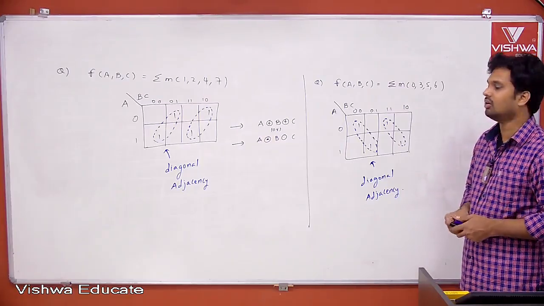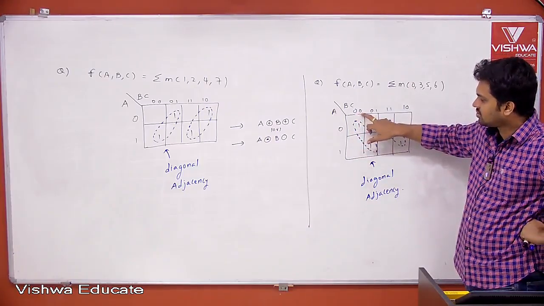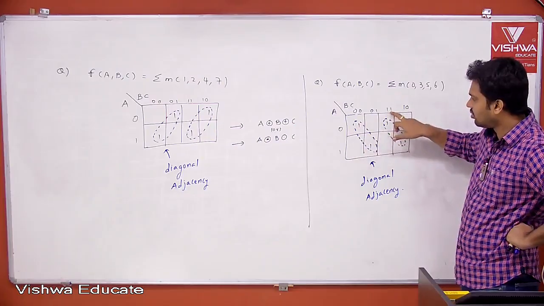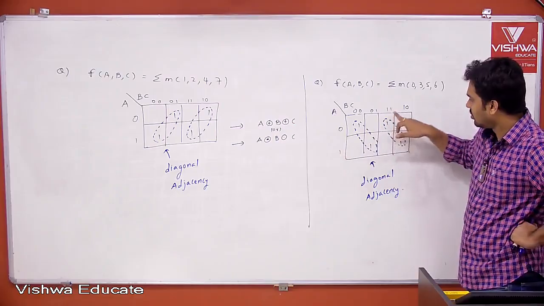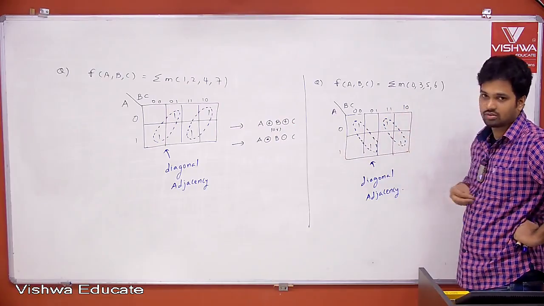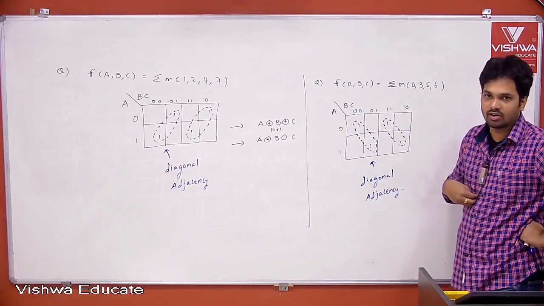Let me check. 0, 0, 0: how many ones? No ones. 0, 1, 1: 2 ones. 1, 0, 1: 2 ones. 1, 1, 0: 2 ones. It is not satisfying the odd number of ones condition. It has all even numbers of ones.